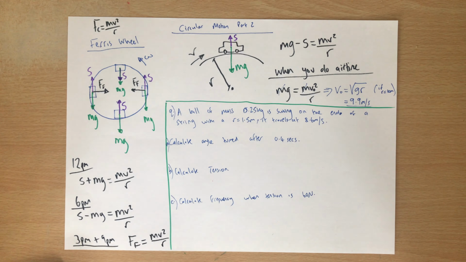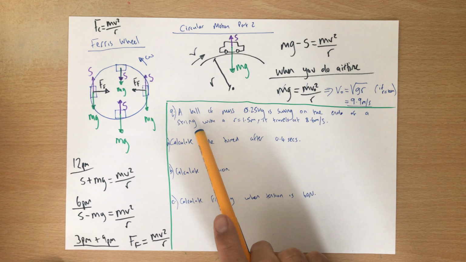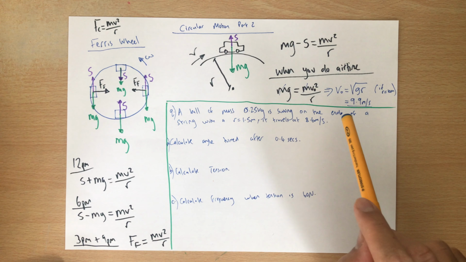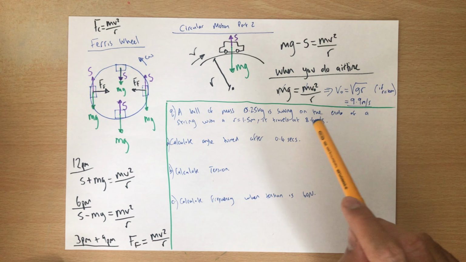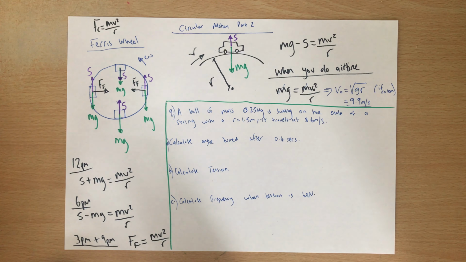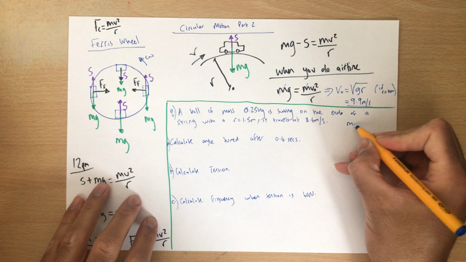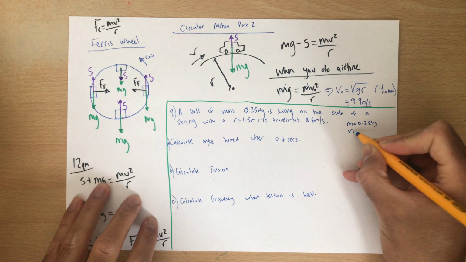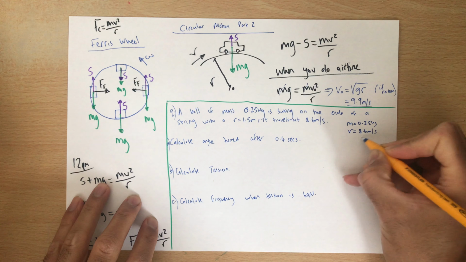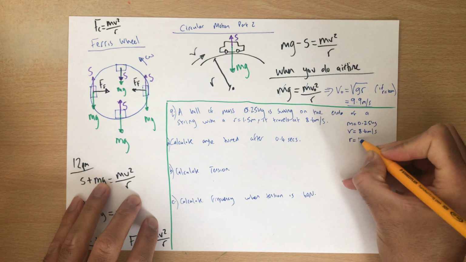Right, in this video we're going to be having a look at an examination question. What we have already is a ball of mass 0.25 kilograms swung on the end of a string with a radius of 1.5 meters. It travels at 8.6 meters per second. So at the moment we've got the following: the mass, which is 0.25 kilograms, v, which is 8.6 meters per second, and the radius, which is 1.5 meters.